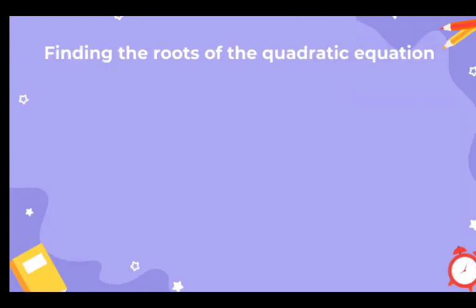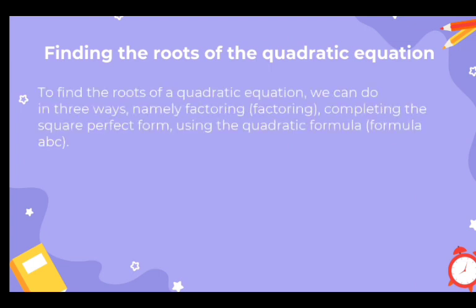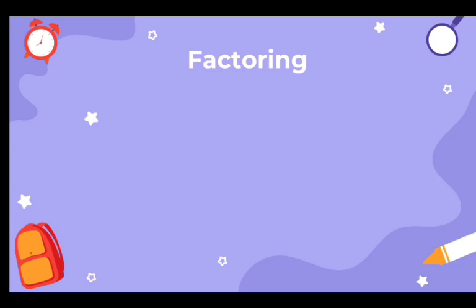Next, finding the roots of the quadratic equation. To find the roots of a quadratic equation, we can do it in three ways, namely factoring, completing the perfect square form, and using the quadratic formula or formula ABC. Okay, the first way is factoring.